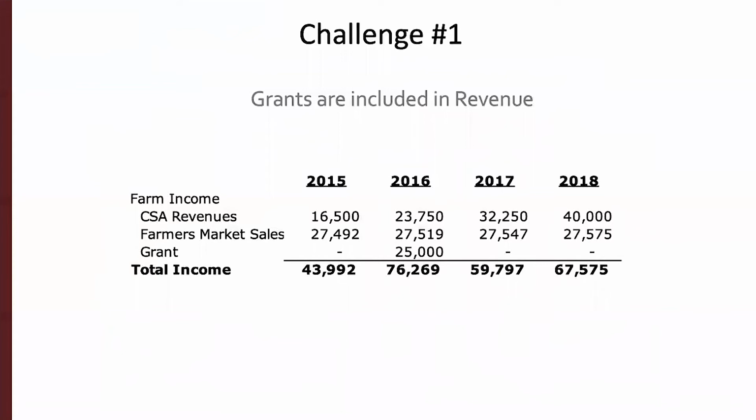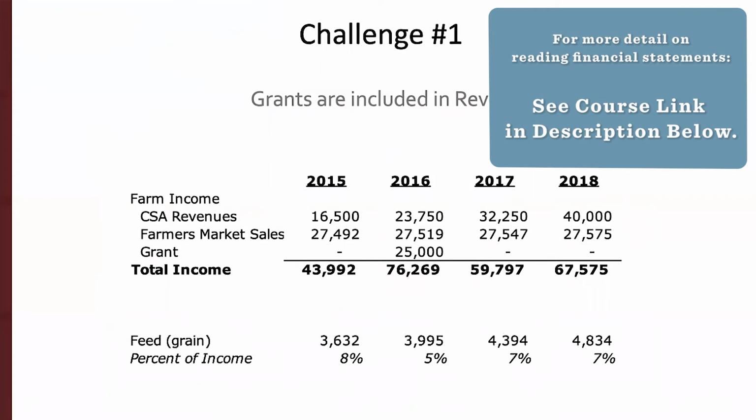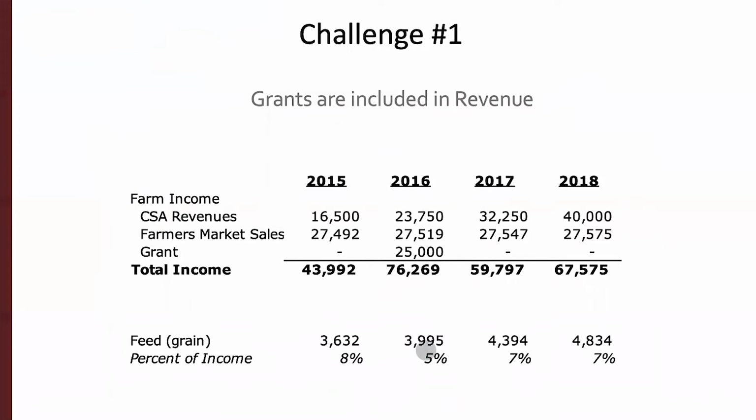Challenge number one is that grants are included with revenue. And one of the ways that we really understand our expenses and how we're doing is that we look at expenses as a percentage of income. So for example, if we want to see how much we spent on feed and we look at it as a percentage of income, it looks like we rocked it in 2016 with only 5% of our income going towards feed expense. But really, part of that income was grant. So we have to pull that out to really see a comparative analysis of how we did year over year in our expense of feed. Certainly not hard math to pull it out, but you want to be able to get a quick snapshot when you read your reports.